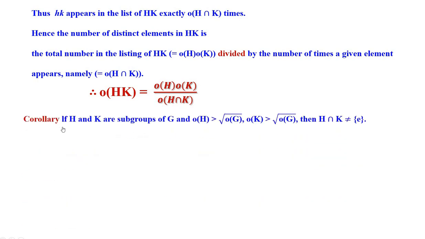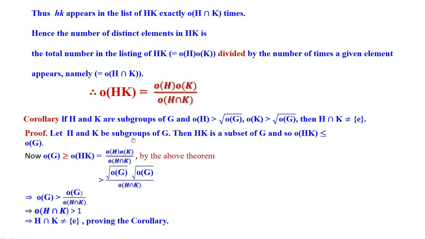Now we have a corollary to this. If H and K are subgroups of G, and order of H is greater than square root of order of G, order of K is greater than square root of order of G, then H intersection K consists of more than one element, that is, the identity element. Apart from that, you have some more elements. Now let H and K be subgroups of G, then HK is a subset of G, and so you have order of HK less than or equal to order of G. So you consider order of G, the same thing is again written, but in this way: order of G is greater than or equal to order of HK.